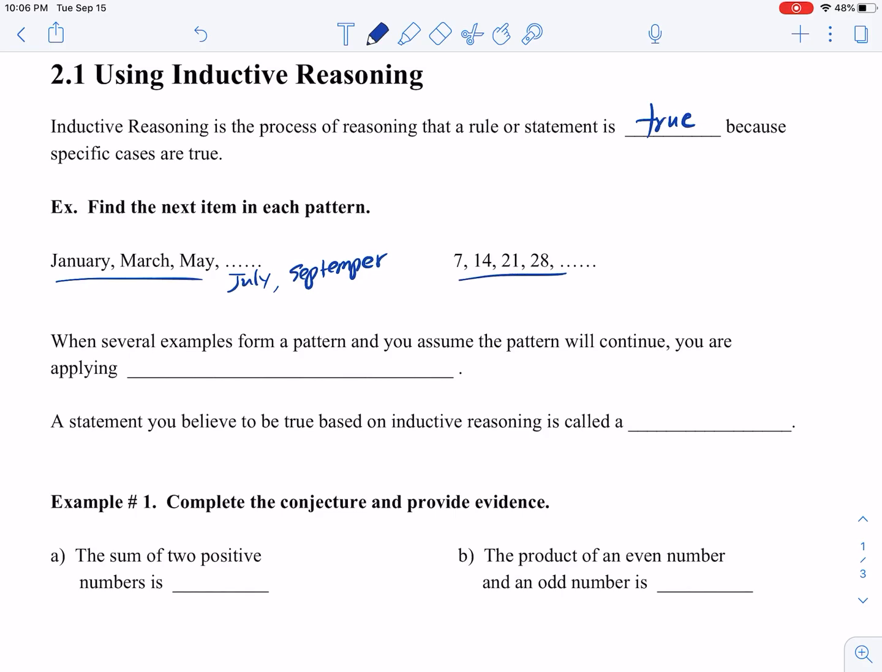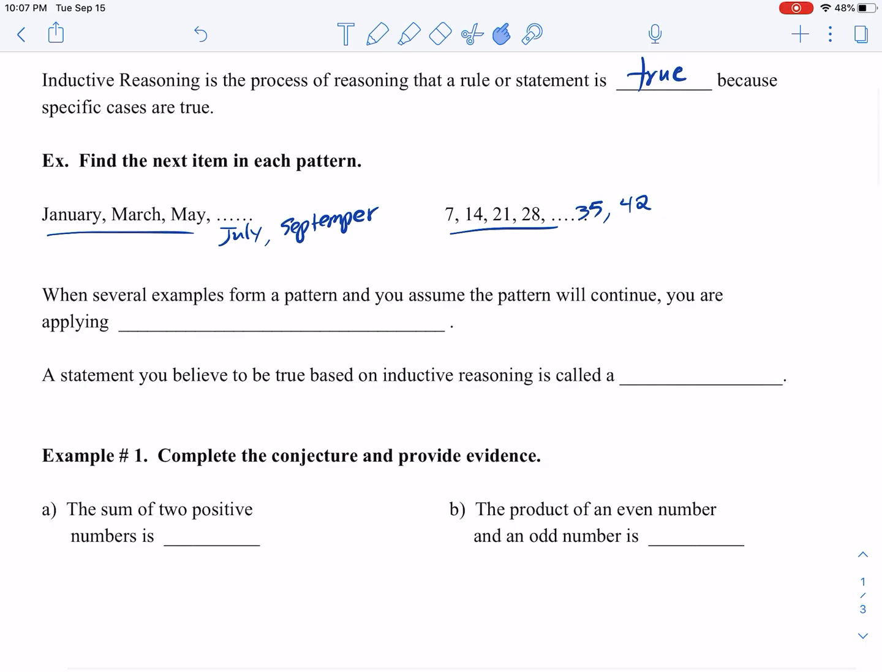For this specific pattern, we can assume that it's going to continue increasing by 7, 35, and 42. When several examples form a pattern and you assume the pattern is going to continue, that is you applying your inductive reasoning. And a statement that we believe to be true, we've yet to make a statement about these patterns, but we will down below. A statement you believe to be true based on your inductive reasoning is called a conjecture.